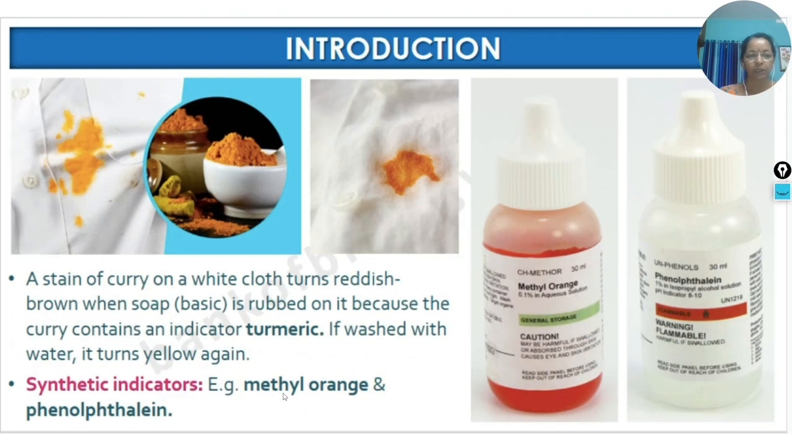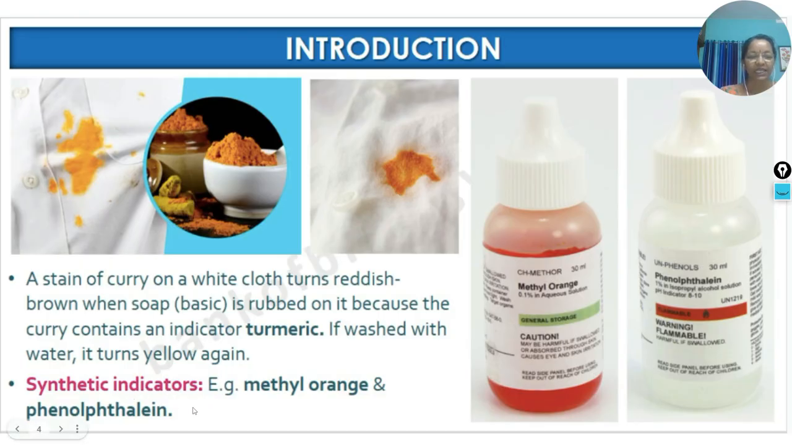Before synthetic indicators, there is turmeric. When you have a stain of curry on your shirt and you apply soap, you can see that the yellow color of the stain changes into a reddish color. The reason is that turmeric is a natural indicator which turns red with a base. Soap is basic in nature. That is how turmeric acts as an indicator.